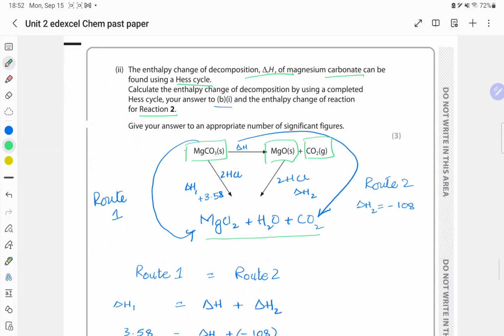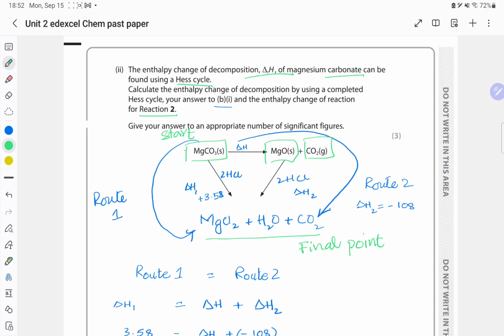Now how are you going to solve the Hess cycle? It's very simple. First you see where most of the arrows are generating from. That is going to be our starting point. If you look at this cycle, this is the starting point, so all the arrows start from here. Where do they end up? That is going to be the final point. So this is the final point, right?